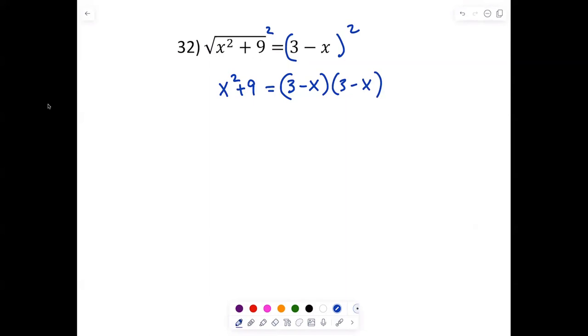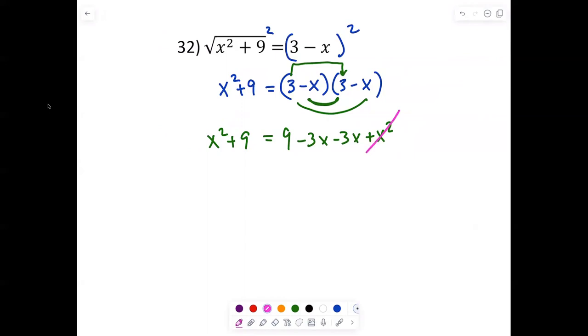All right? So now I need everybody to tell me what's 3 times 3? 9. Now we do our little smiley face. That's negative 3x. There's a what? Negative 3x. And then plus x squared. So everybody agree with that? All right, now I need everybody to look at the x squareds. What's going to happen to this x squared over here and this x squared over here? They do what to each other? What happens to the 9s? So I have 0 is equal to negative 6x.